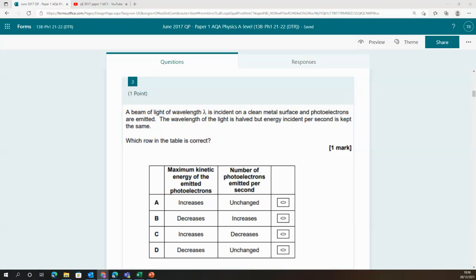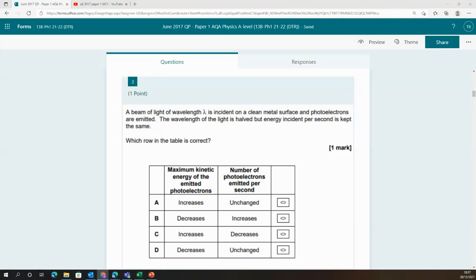But then it says the energy incident per second is kept the same. So for you to have the same energy per second, but each photon has twice as much energy, you've got to have half as many photons incident per second. So we've got half as many photons incident, but each photon has twice as much energy.